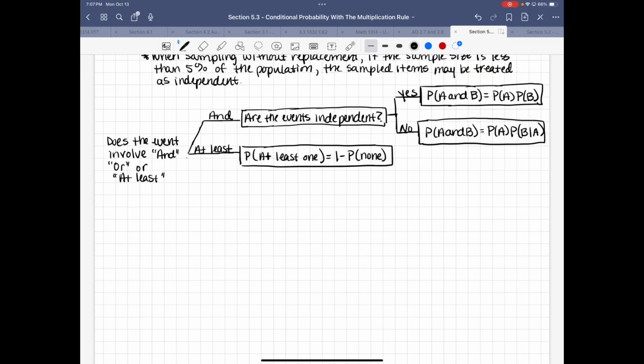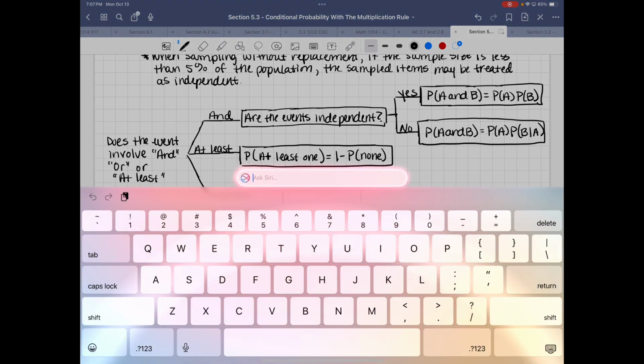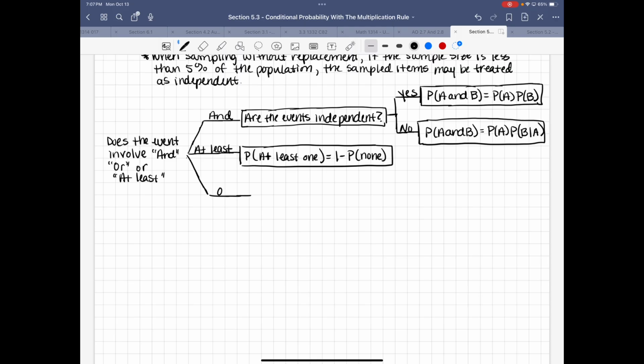Okay? And then finally, the last one we have is or. Okay? And if it's an or statement, we ask ourselves, are the events mutually exclusive?